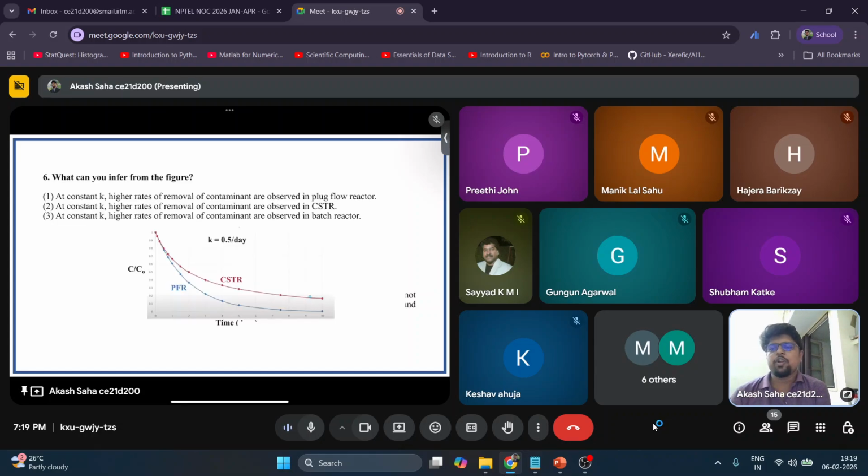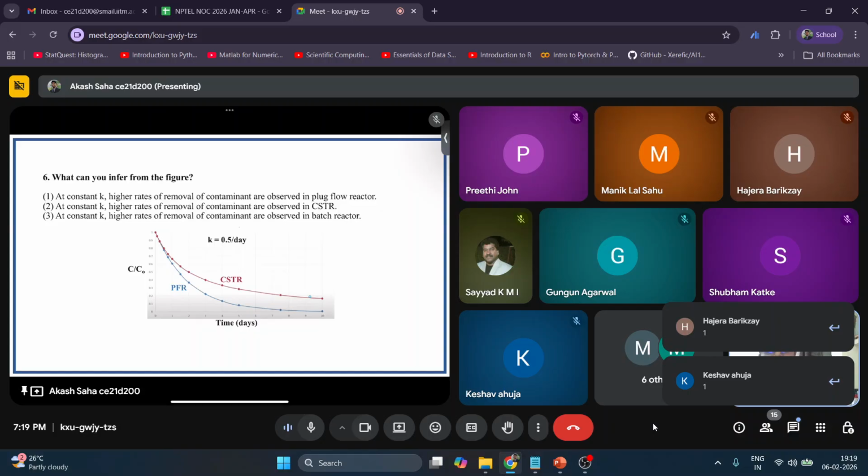Next, what can you infer from the figure? So we have a figure which depicts the change in the concentration with respect to time. C by C naught is nothing but the ratio of the final concentration to initial concentration. So you can just say change in concentration with respect to time. So we have a PFR line, we have a CSTR line, and the reaction constant is 0.5. Okay, so what do you think is being inferred from the figure?